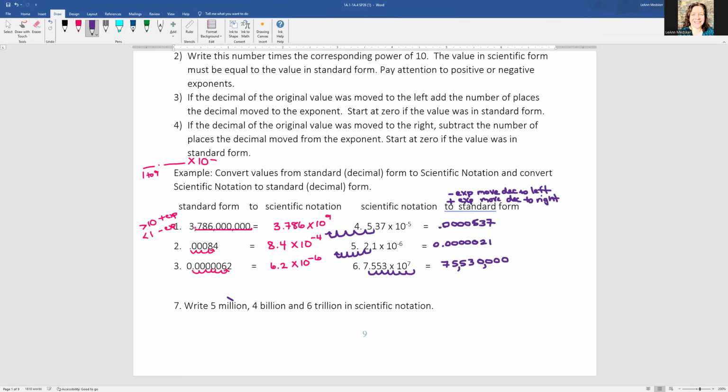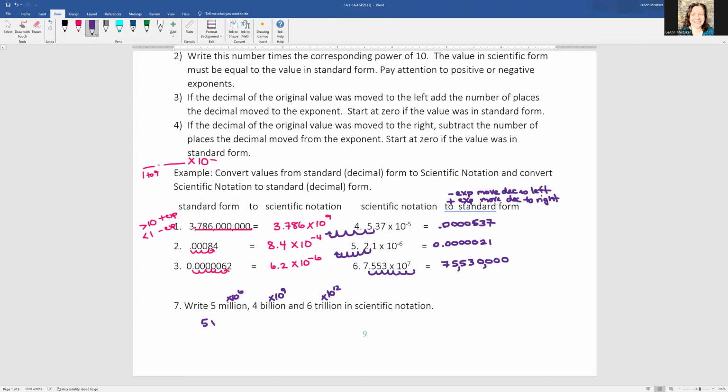Okay. All right, now this last little piece right here is just writing these using the key words million, billion, and trillion. We learned that a million, when we were doing powers of 10, is a 1 followed by 6 zeros, so it's 10 to the 6th. Billion is a 1 followed by 9 zeros, so it's going to be 10 to the 9th. And trillion is a 1 followed by 12 zeros, so it's going to be times 10 to the 12th.